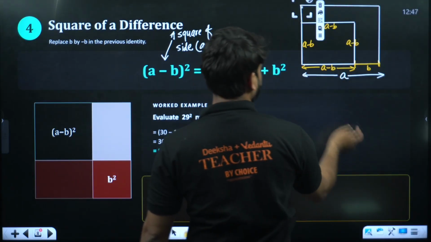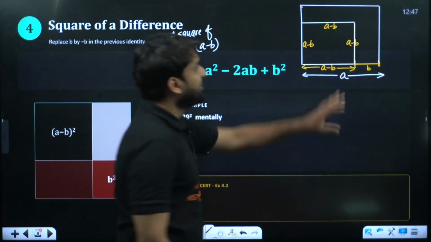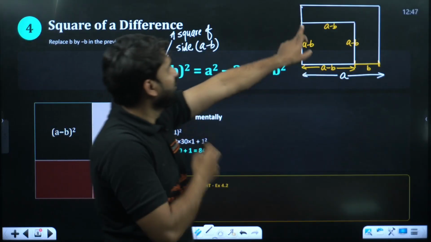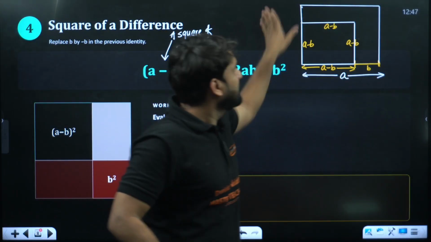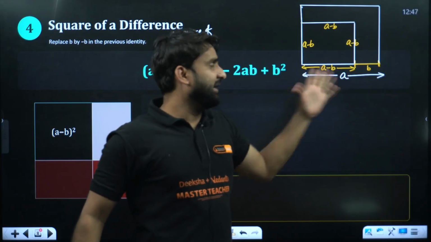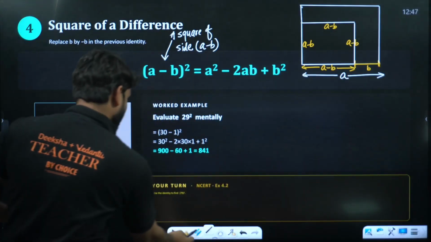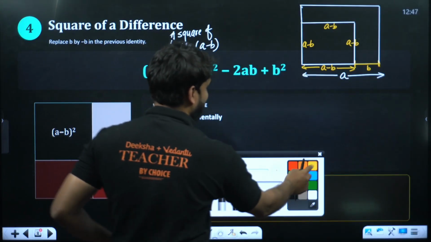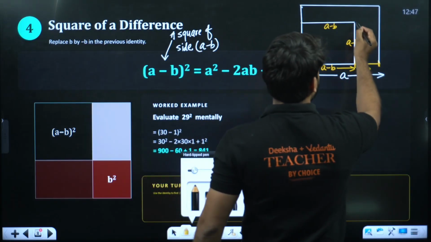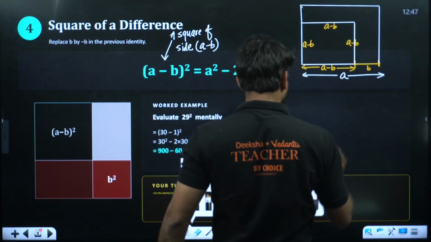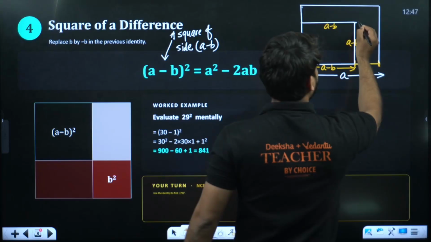Okay. Now, listen everyone. So the structure is ready. So this square is of side A minus B, and the bigger square, the larger one, is of side A. So what will be the scenario? Come on here. This is A. Now do one thing. Join this point from this side here.